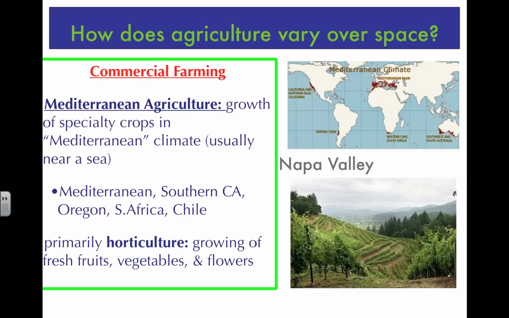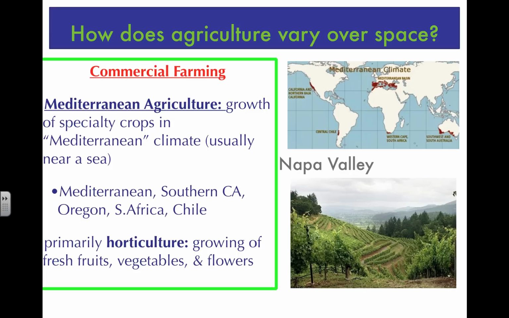So the Mediterranean, of course, is a reference to the Mediterranean Sea, but there are other areas of the world that share similar climate characteristics, which are shown on the map on the top right hand side. The one that many people are familiar with is Napa Valley in Southern California.